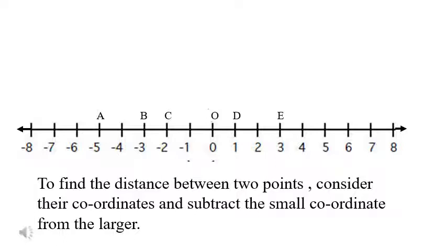So -3 minus -5 is going to give me my answer. Two negatives become a positive, so -3 plus 5 gives me 2. So the distance between points A and B is 2. Let us see how the calculation is done to find the distance between 2 points in the next slide.